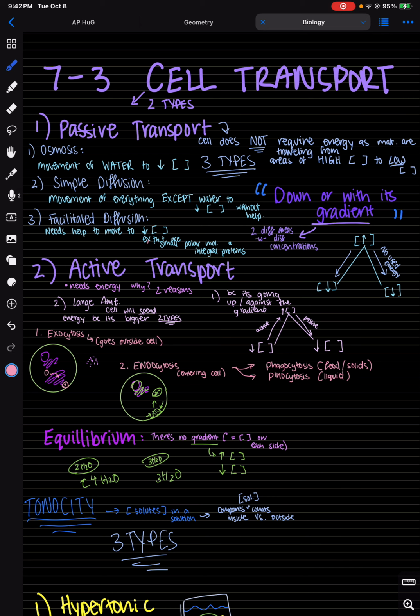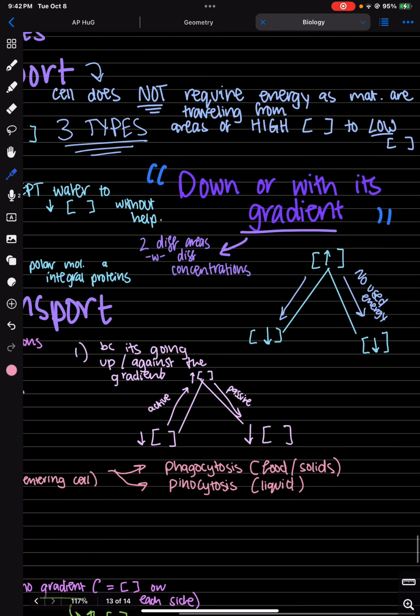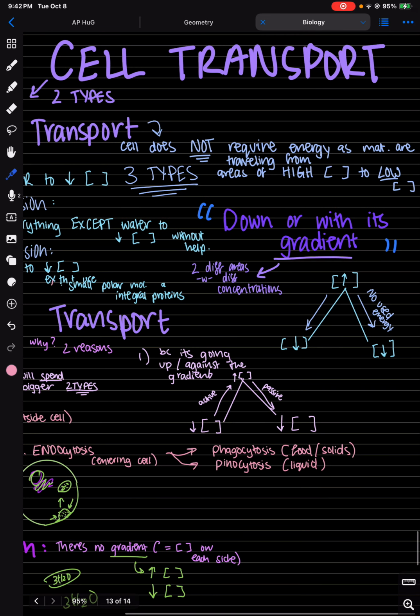which means that it does not require energy. It does not require energy. Passive transport does not require energy because the material is moving from high concentration to low concentration. That's why it does not require energy, because you're going from a high concentration to a low concentration.